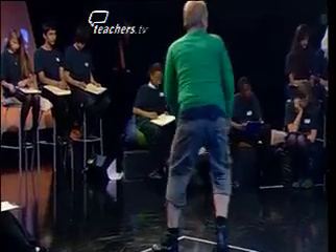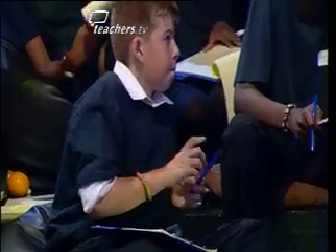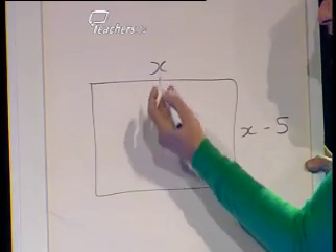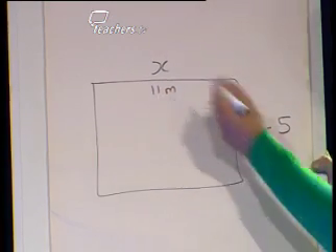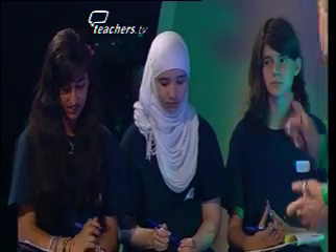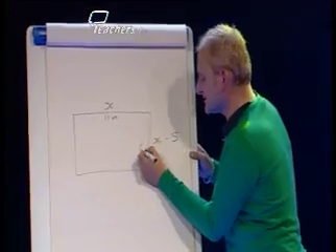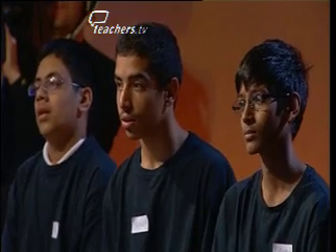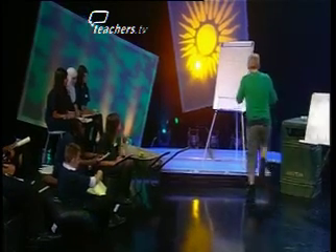Now then, let's look at the flower bed. We've got x is 11 and x is minus 6. Here are the measurements. So x is 11, so the length is going to be 11 metres. And the width is going to be 6, because 11 minus 5 equals 6. So 11 metres by 6 metres gives us an area of 66 metres squared.